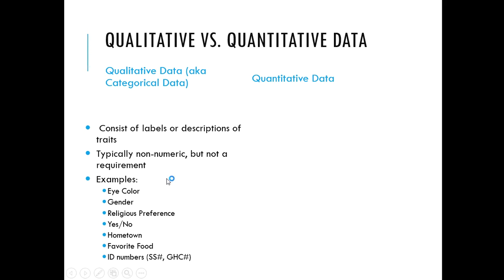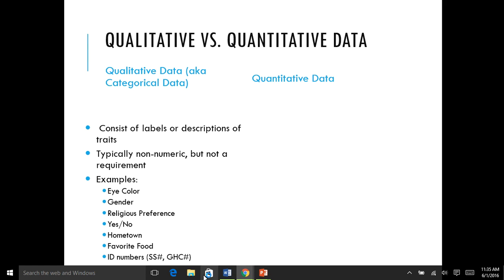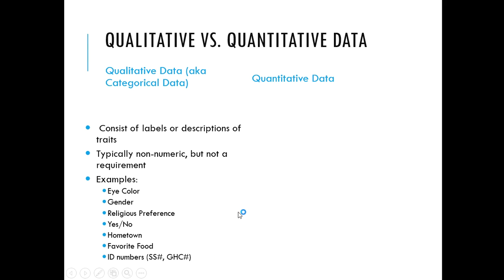And here are some examples of it. You see eye color, gender, religious preference, yes or no, hometown, family, favorite foods. Now here are some numbers: Social Security number, your GHC ID. While they are numbers, you really can't do any kind of math with them. I couldn't find the average Social Security number because it really wouldn't tell me anything.